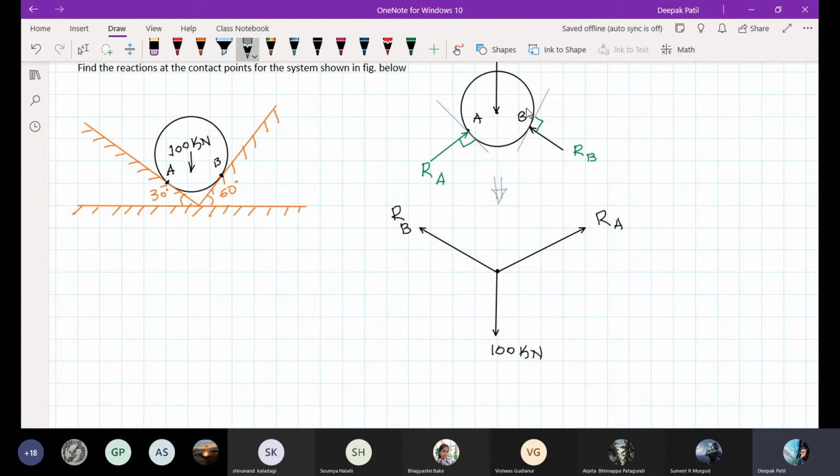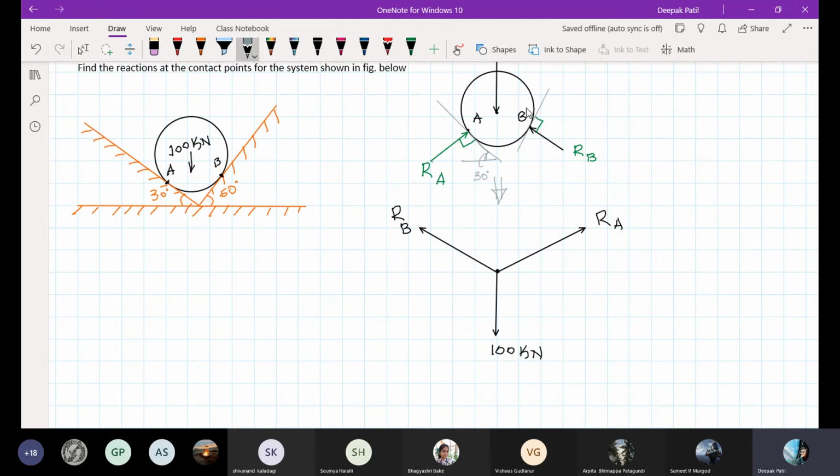How can I calculate them? Let me tell you. I will come to this picture once again. You can see here, this surface is making an angle of 30 degrees with respect to horizontal. It is given here already. It means that if I extend this line, this angle is 30 degrees, and this is 90 degrees.